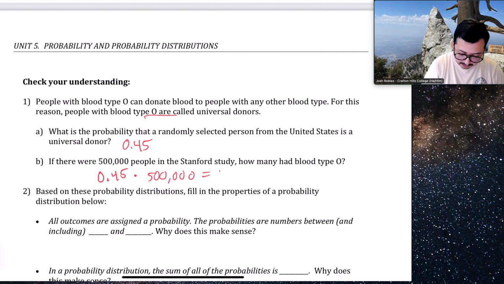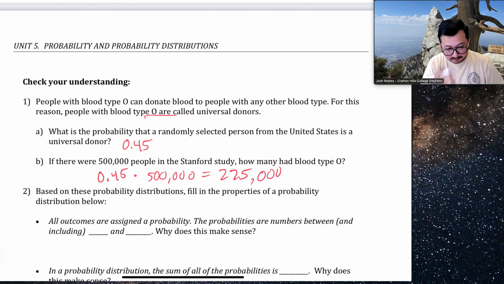So that'd be 225,000, multiplying 0.45 times 500. So in the study, that's how many people there were. Right, so most of our calculations here are formed by fractions. That gets us most of our probabilities for right now.